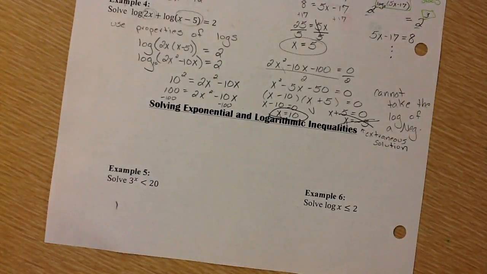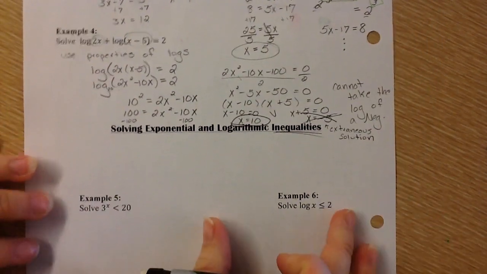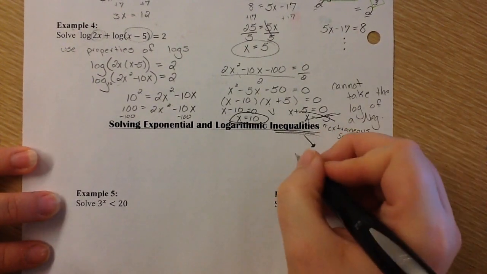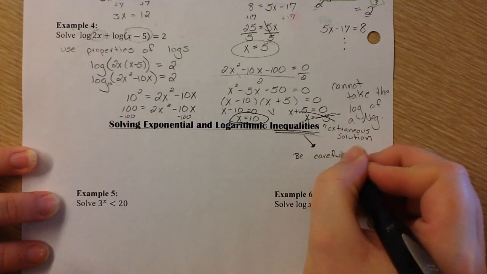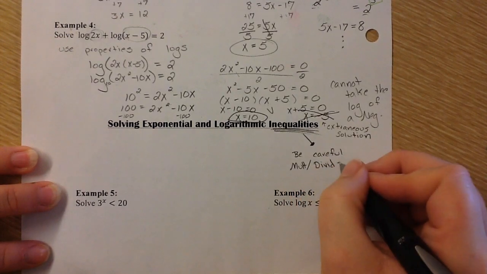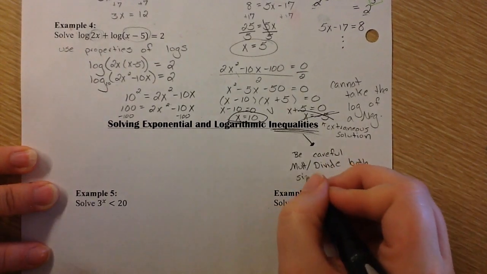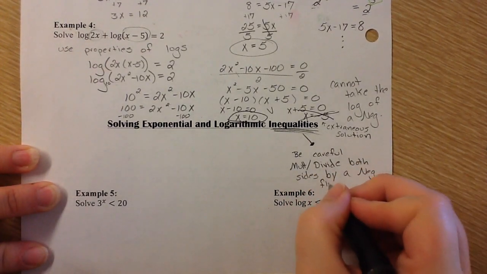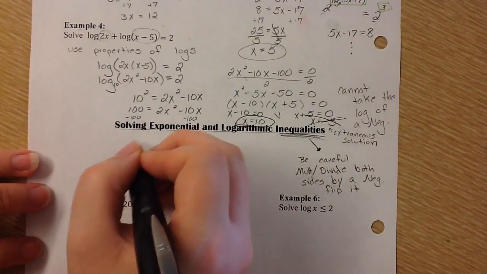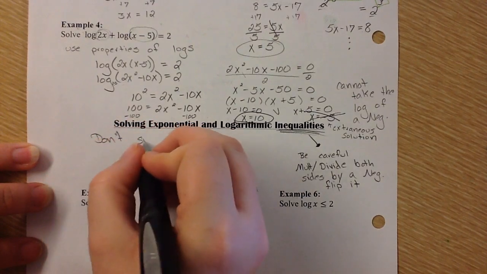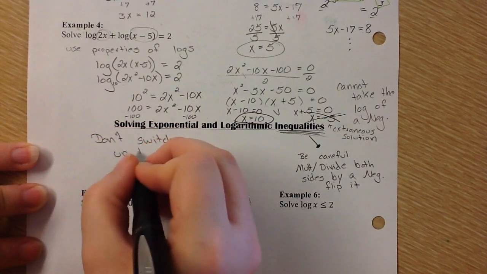All right, so next we have solving exponential and logarithmic inequalities. Basically, there's no real difference with inequalities, except be careful if you multiply or divide both sides by a negative. Again, remember you have to flip the inequality. And the other thing is make sure you don't switch up the sides.